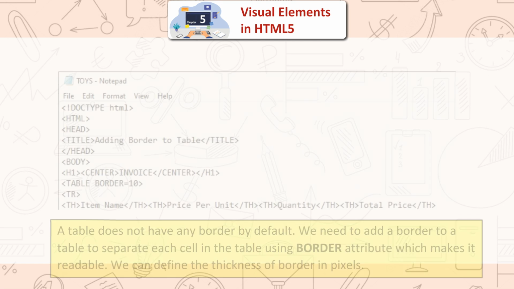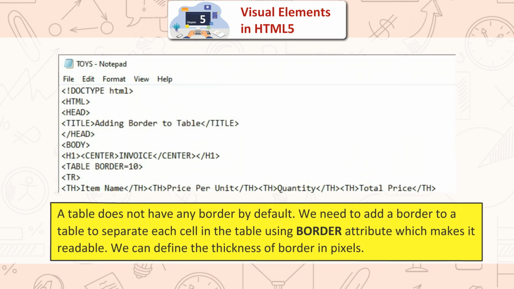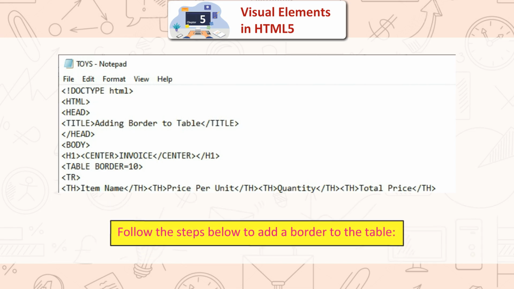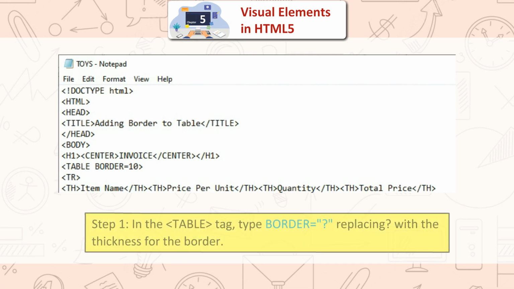Adding border to table. A table does not have any border by default. We need to add a border to a table to separate each cell in the table using the border attribute, which makes it readable. We can define the thickness of the border in pixels. Follow the steps below to add a border to the table.